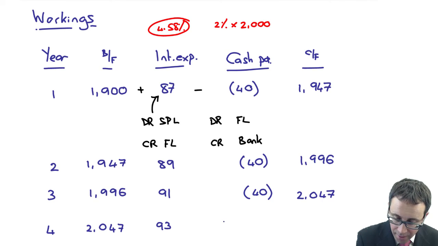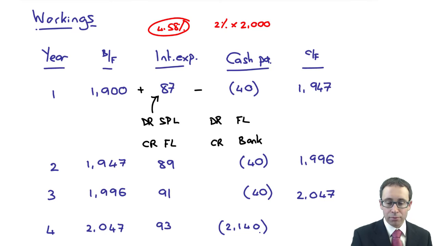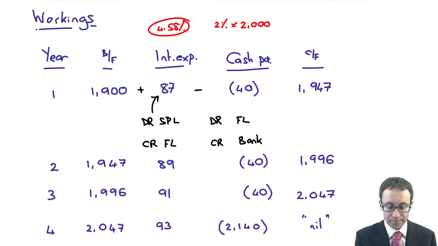And then when we go through and repay everything back, it's not 40 in the last year, it's 2140, isn't it? Because you've got the 5% premium. So 2047 plus the 93 less 2100 comes to 40. So there's probably a little bit of rounding there. We'll put that in inverted commas. Let's not worry about that too much. In the exam, you're only really concerned with one particular year.